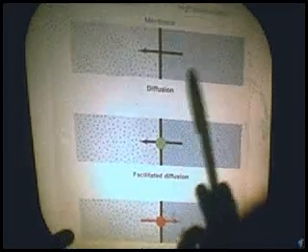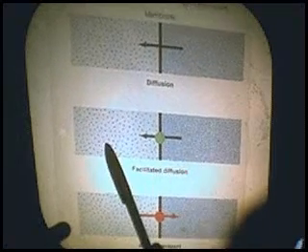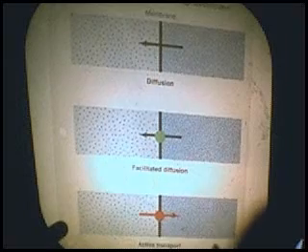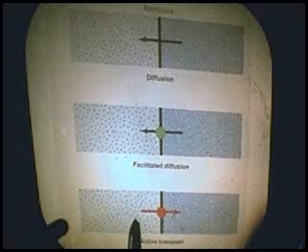So this is just plain old diffusion right through the membrane. This is facilitated diffusion through a mediating transporter. And then this one is active transport.